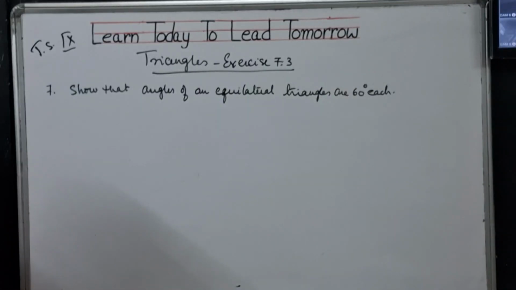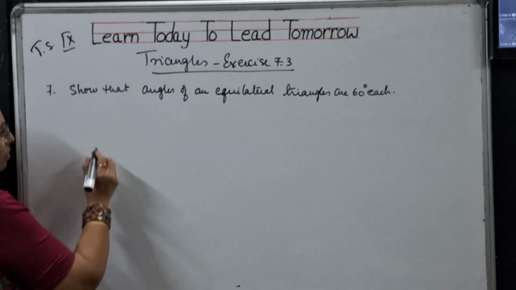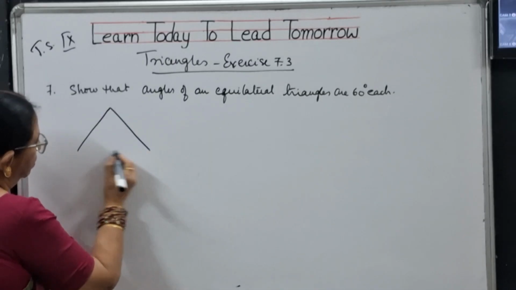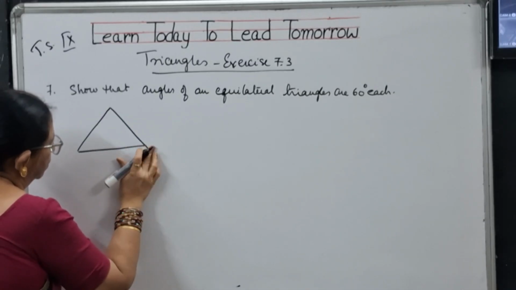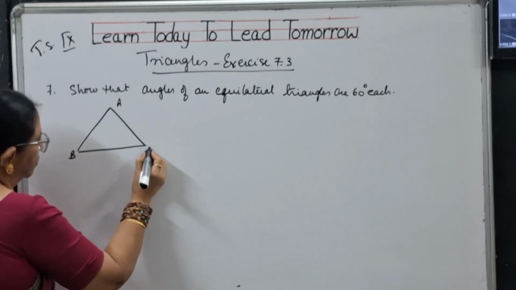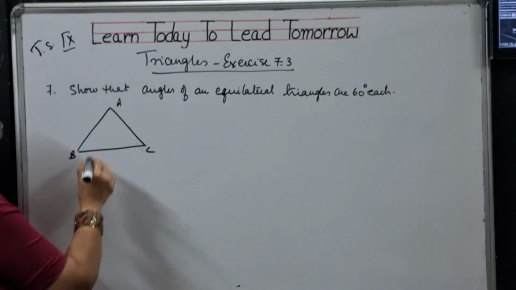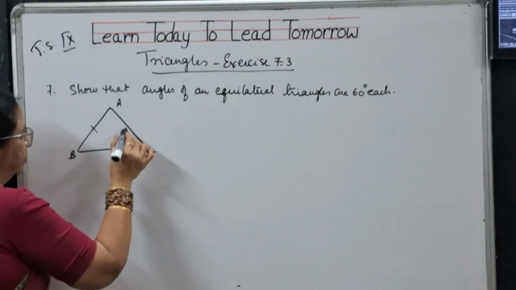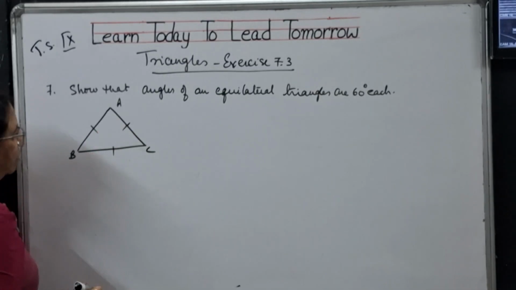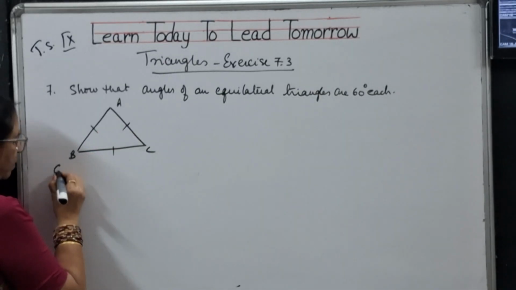Now the seventh problem, show that angles of an equilateral triangle are 60 degrees each. So let us take triangle ABC in which AB is equal to BC is equal to AC. We need to prove that all these angles are equal, that is 60 degrees.